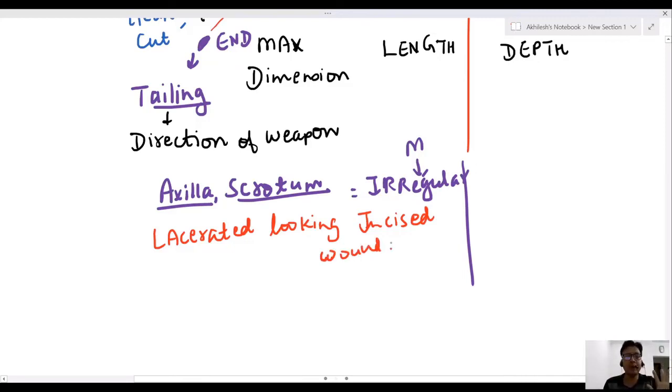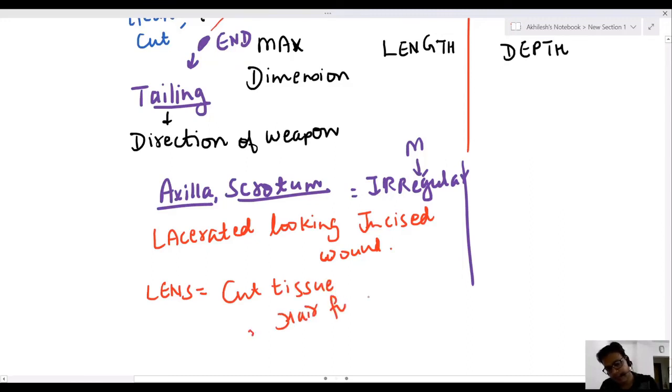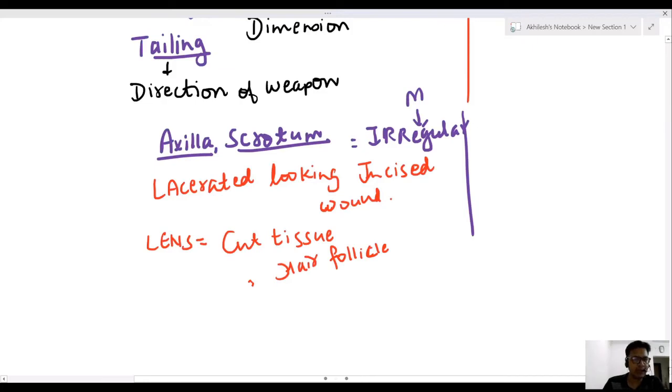So how would you confirm, my dear friend? You will examine with a lens. In lens examination, you would find cut tissue and cut hair follicle. Because of the sharp edge weapon, the tissues and hair follicles will be cut.